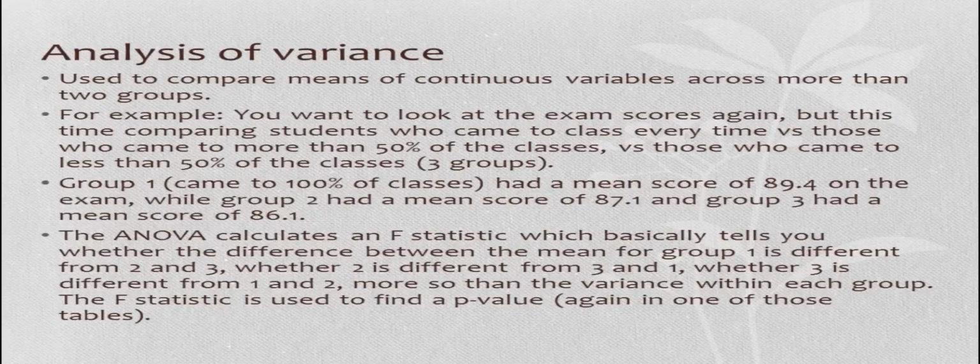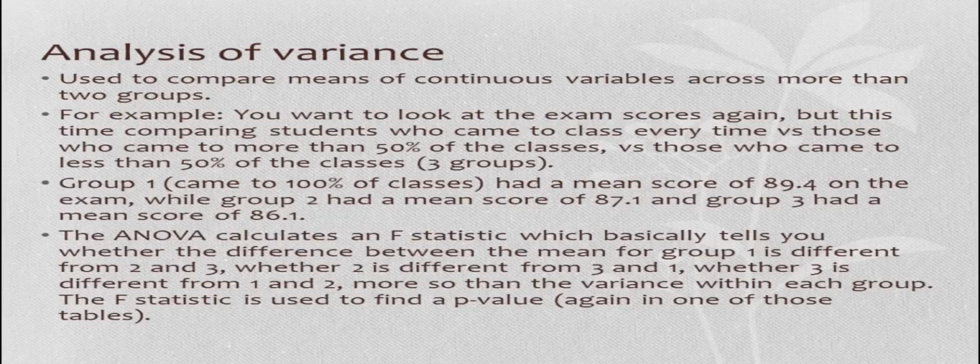So let's say we split the group into 3 groups instead of 2. Group 1, the students who came all the time, had a mean score of 89.4, group 2 had a mean score of 87.1, and group 3 had a mean score of 86.1. Not a very big difference. What we want to know is, is it a statistically significant difference?